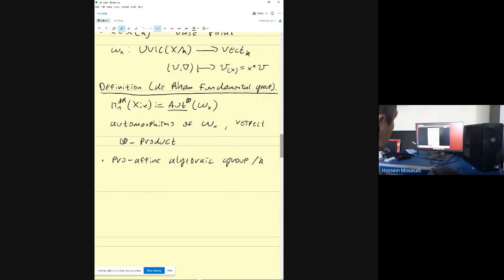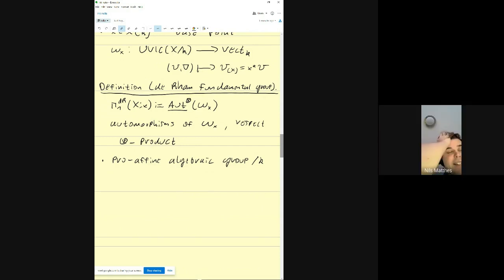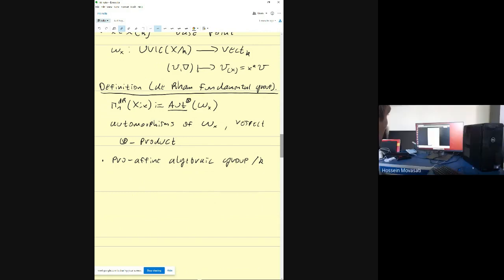Nils, I have a question. If K is the field of complex numbers, do we have this comparison theorem that this is just the classical fundamental group? Because you restrict it to a very special class of extensions. Right, exactly. If you work over the complex numbers, what you're getting is not exactly the fundamental group. You get a so-called Malcev or pro-unipotent completion. So it is different.